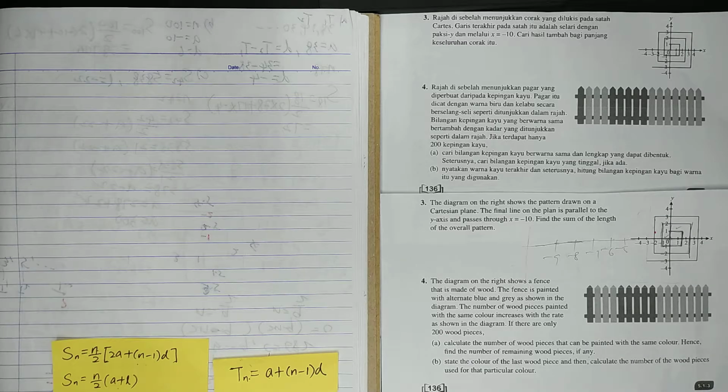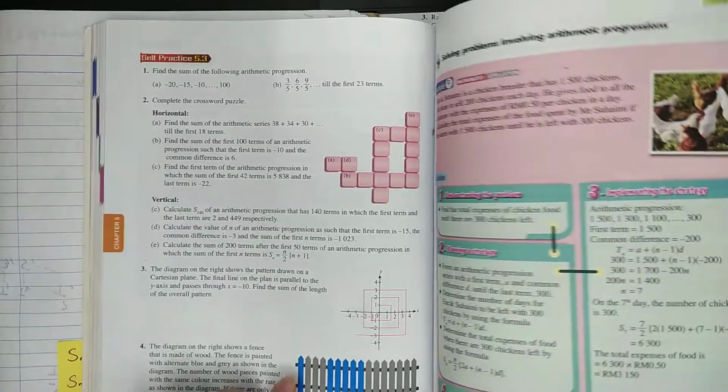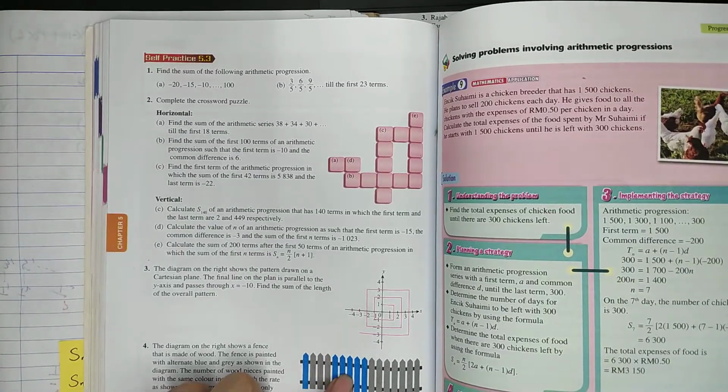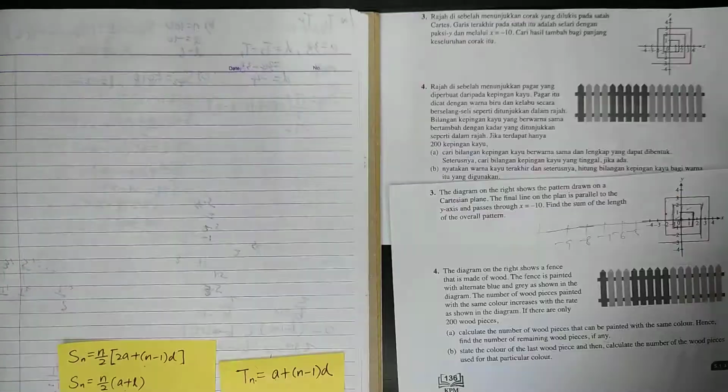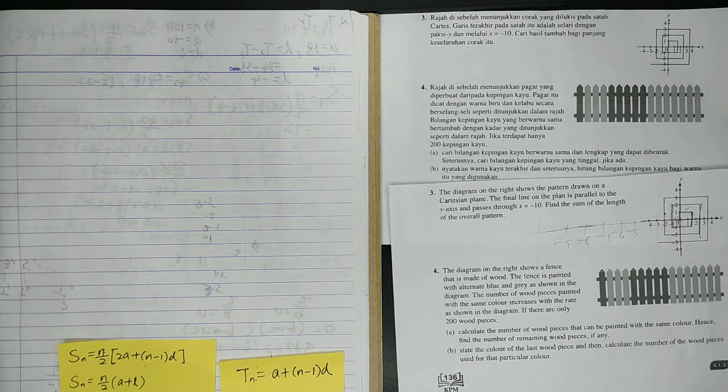Question 4. The diagram on the right shows a fan that is made of wood. The fan is painted with alternate blue and gray, as shown in the diagram. The number of wood pieces painted with the same color increases, with the red as shown in the diagram. If there are only 200 wood pieces, this is blue, gray, it will continue to increase with this red as shown.